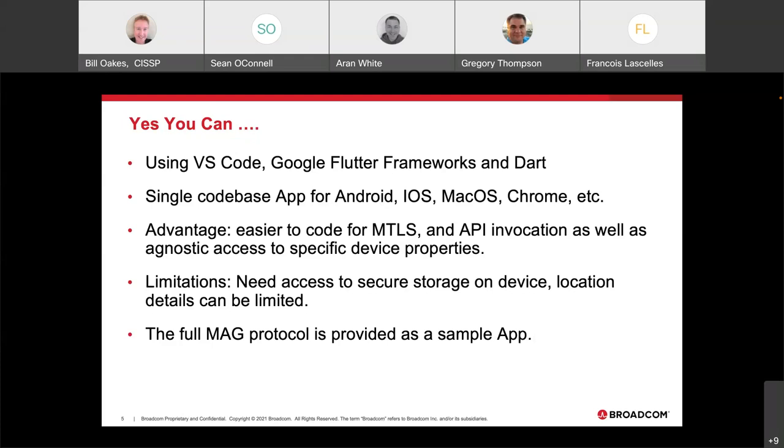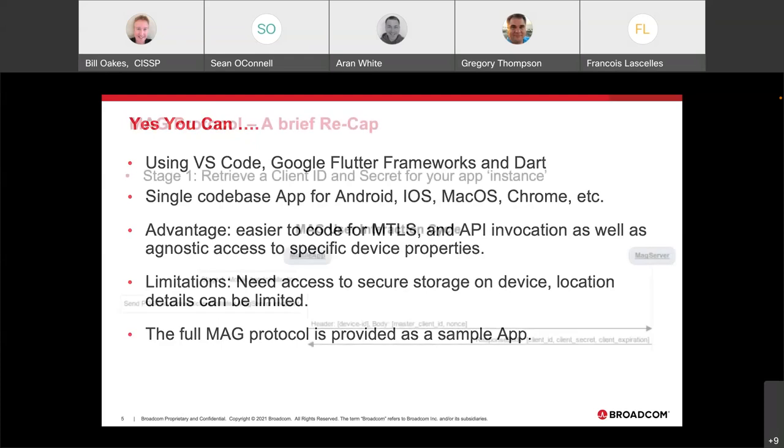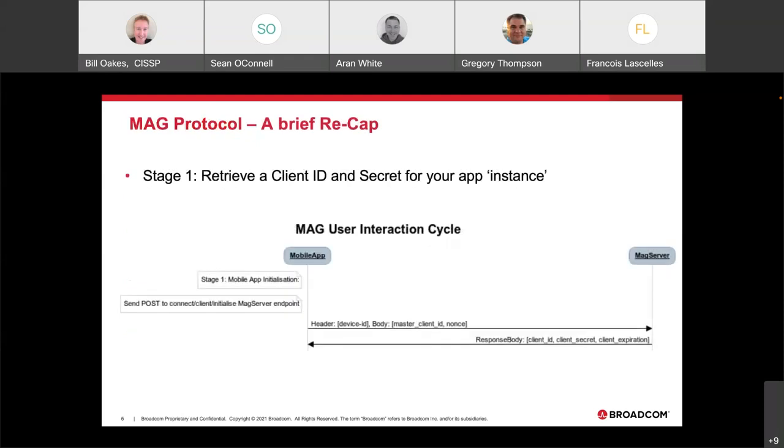In the sample app itself, the full handshake for a MAG protocol is provided in a stepwise stage, so it's very easy to understand. All the debugging information to see is provided. What do I mean by the MAG protocol? Just to give a brief recap on it. It's 3 stages, so it's not complicated to actually understand what it's doing.